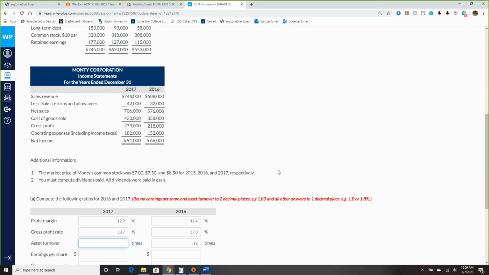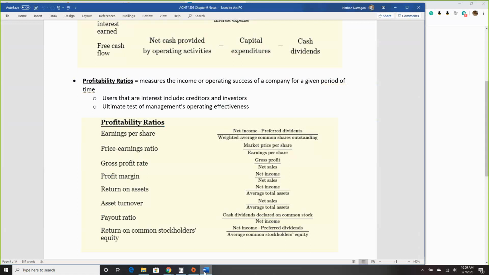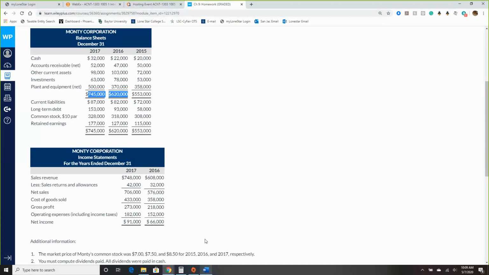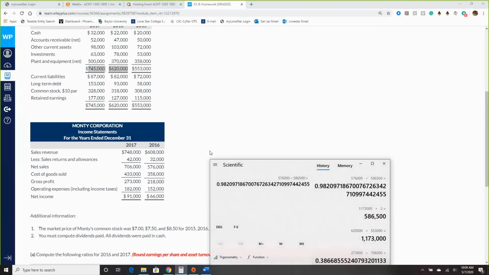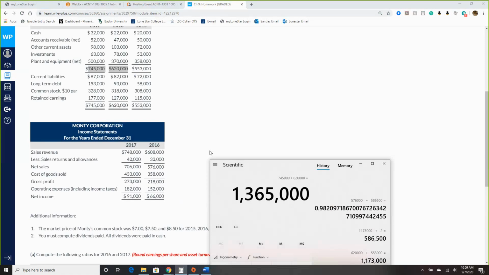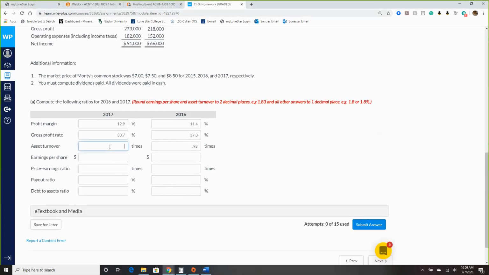Same thing over here. 17. We're going to use 17 and 16 for our average of total assets. So 706 plus 620 divided by 2. Then 706 divided by 662,500 ends up being 1.03. They're really staying close to each other.